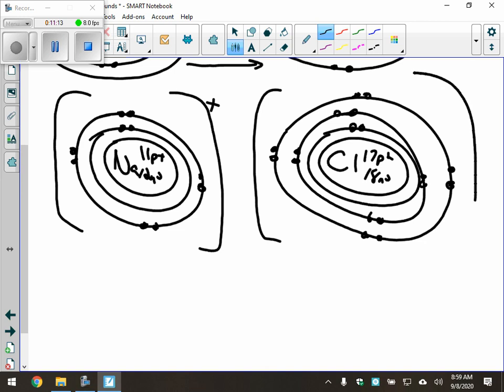Again, we need some square brackets there. And again, we have 18 negatives now, 2, 8, and 8. So add those up, 10 and 8 is 18. And 17 positives, so that's how we get the -1 charge. Okay? What holds an ionic compound together?